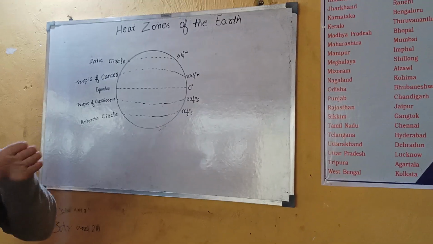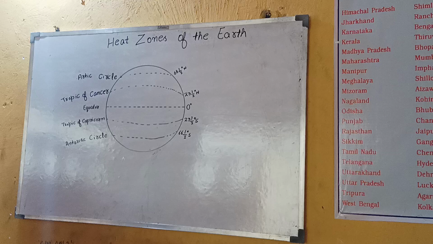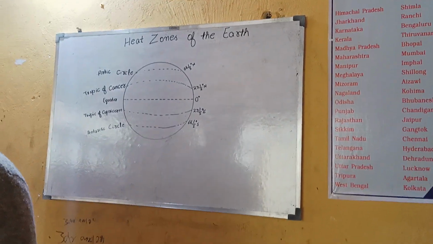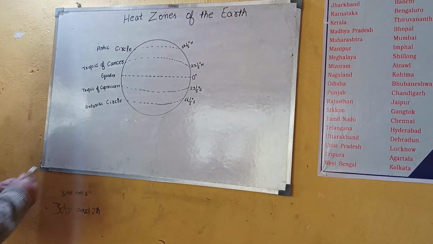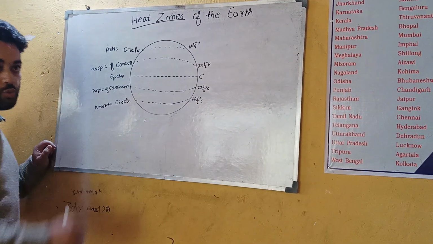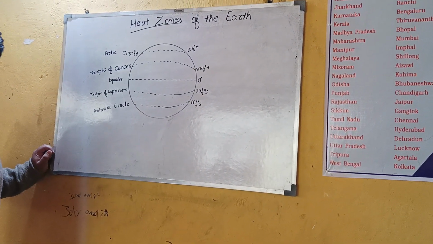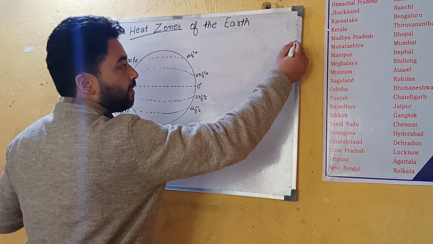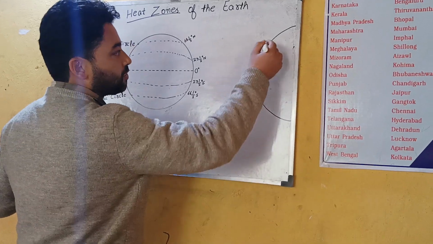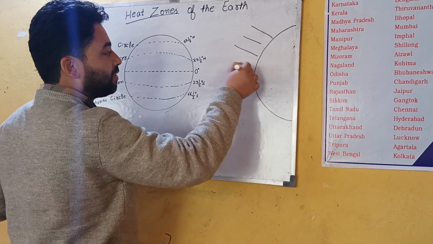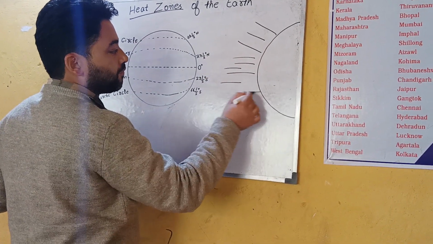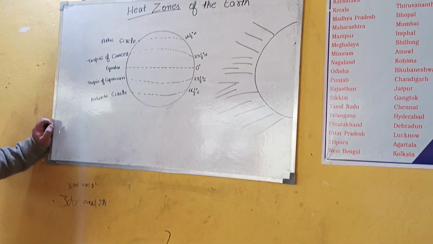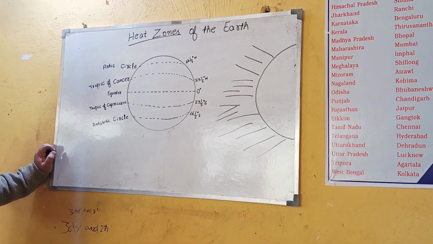Between these important latitudes, we have divided the Earth. This is the shape of the Earth. We have divided this Earth into different heat zones. These heat zones we have divided on the basis of the heat the Earth receives from the sun. For example, this is the sun. On the basis of the amount of heat each zone receives, we have divided the Earth into different heat zones.